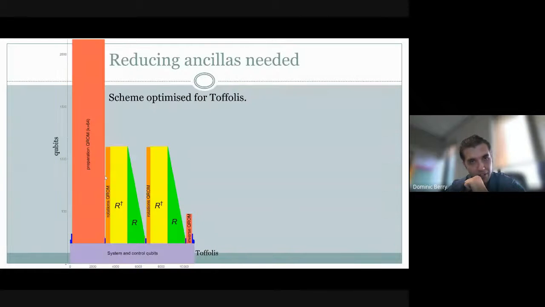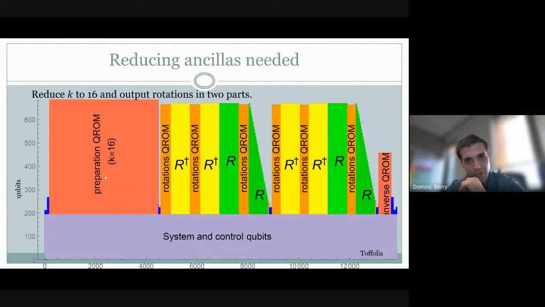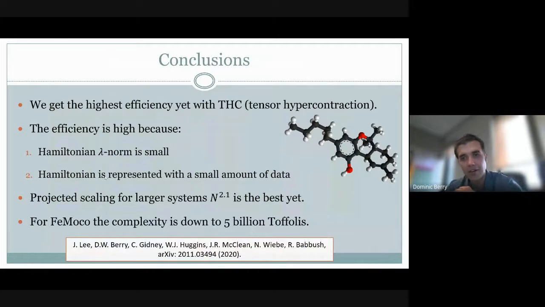I have some other slides here which I don't have time to go over, but I can go back to them and explain them if people want to ask questions. Essentially the conclusions are that using this representation, tensor hypercontraction, we get the best efficiency yet for simulation of quantum chemistry, both for the particular example of FeMoco and for the scaling for larger systems.